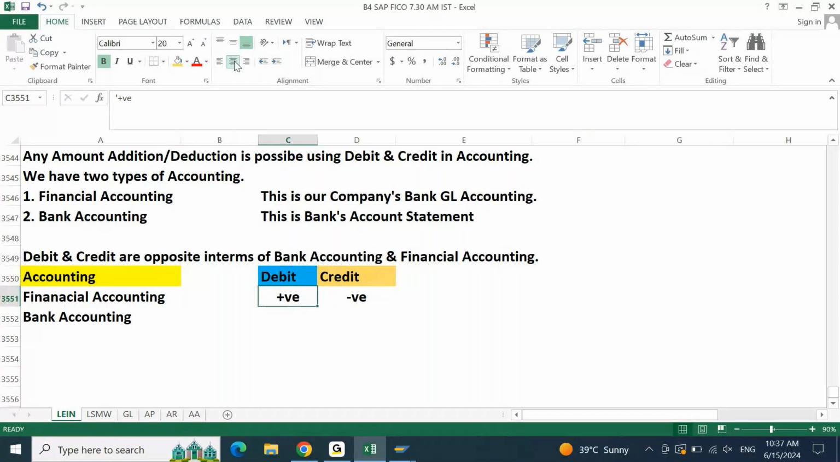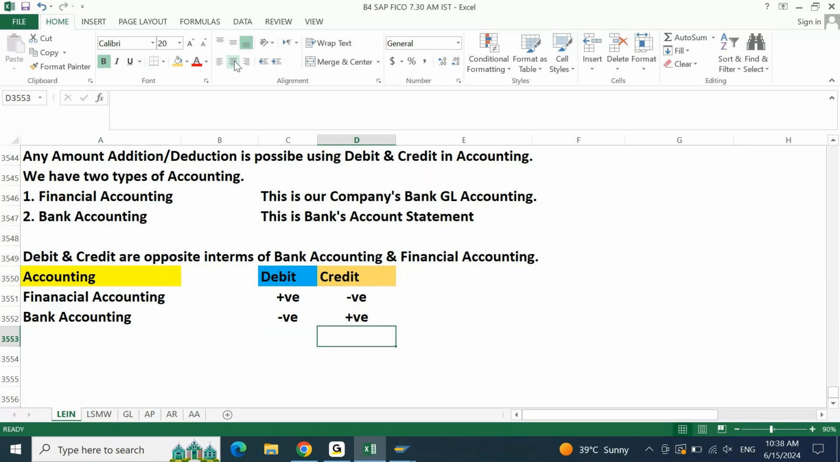Meaning, according to bank accounting, you are talking about debit when it is a negative number. According to bank accounting, debit means negative number. According to bank accounting, credit means positive number.